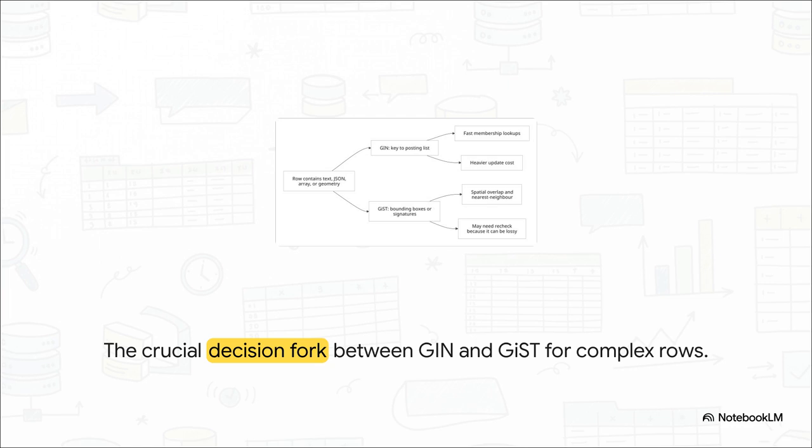GIN is an inverted index, and it's perfect for incredibly fast membership lookups, like asking, hey, is this tag somewhere in this array? GiST, on the other hand, relies on bounding boxes and signatures, making it your go-to for spatial overlap and nearest neighbor searches. Knowing which side of this fork to take is going to save you so many architectural headaches down the line.